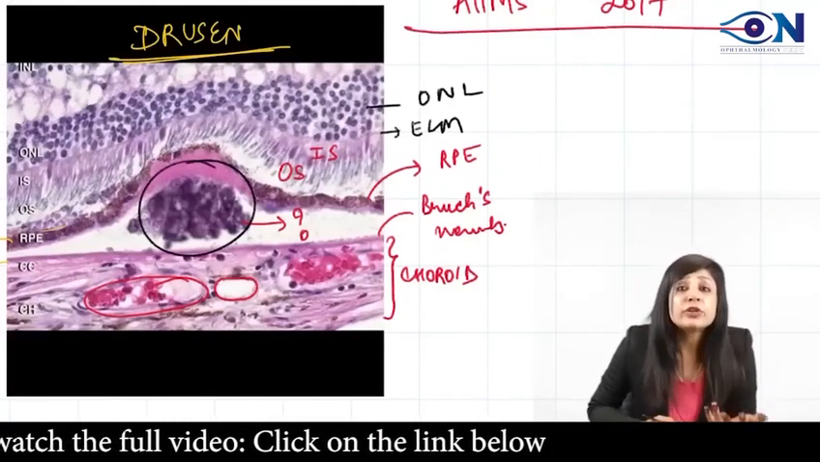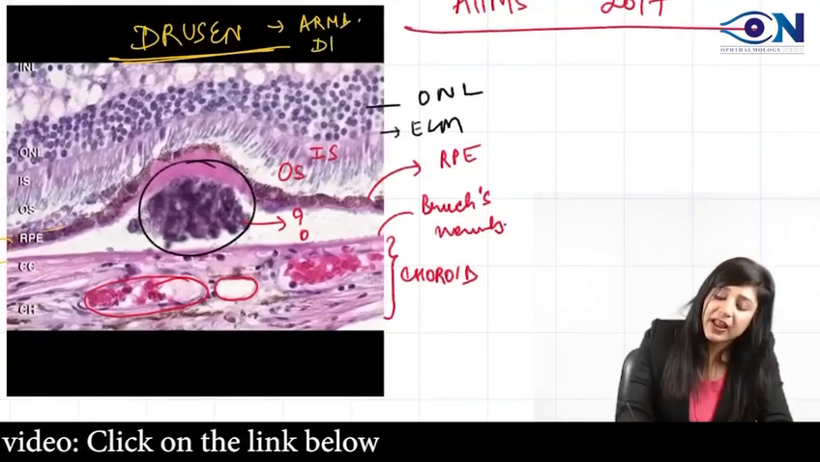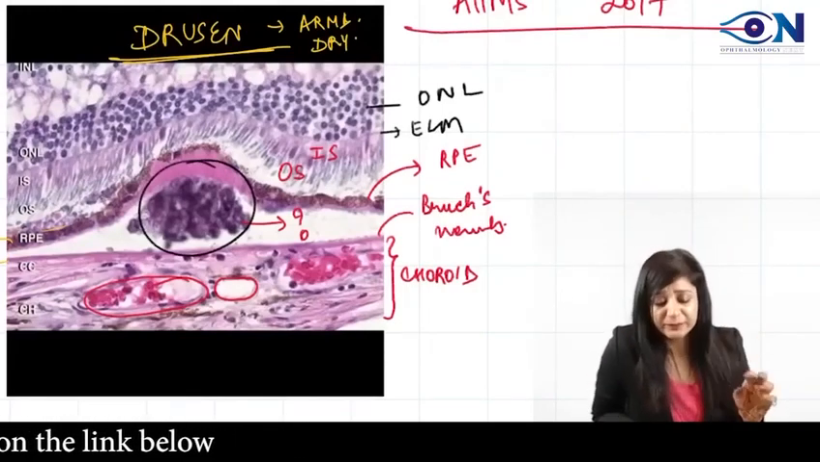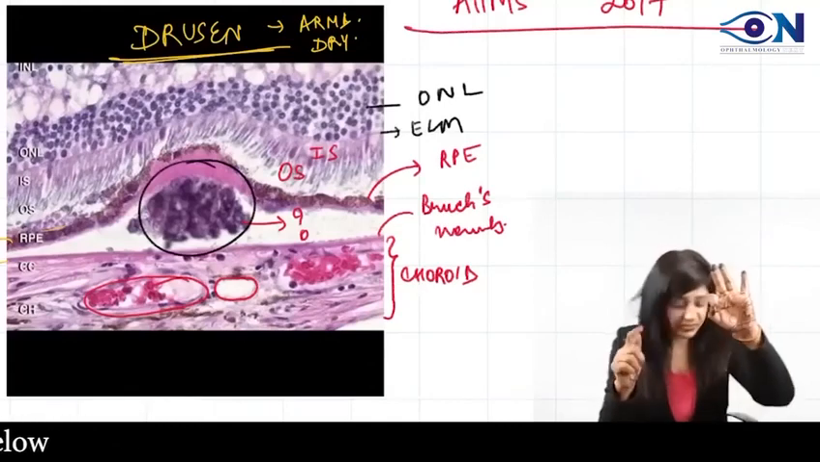Now, if you know that this is a drusen, that means it is ARMD. What kind of ARMD? Dry ARMD. So, dry ARMD's treatment is multivitamin plus antioxidant. Now, they can ask you any question. They can ask you the name of this sign, the name of the disease, as well as the treatment also.